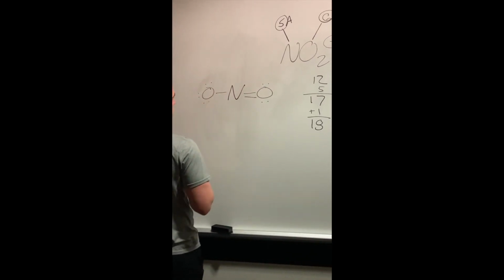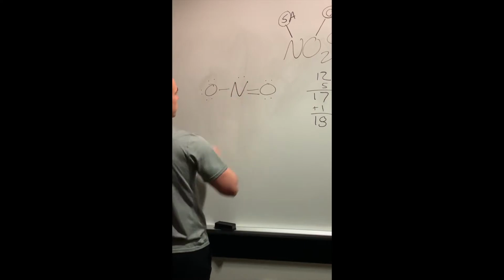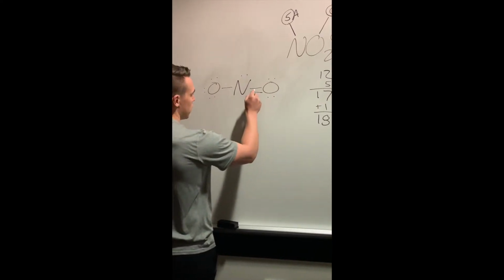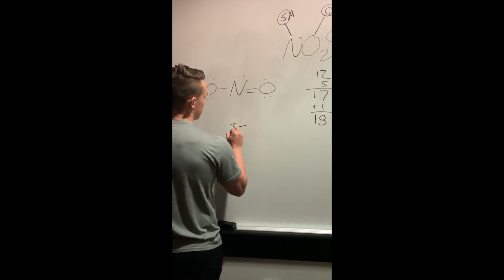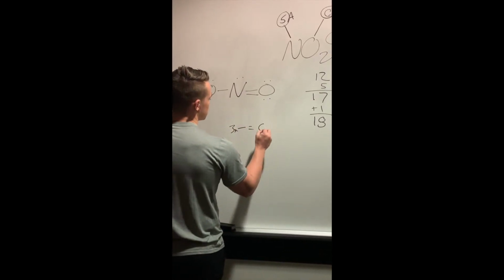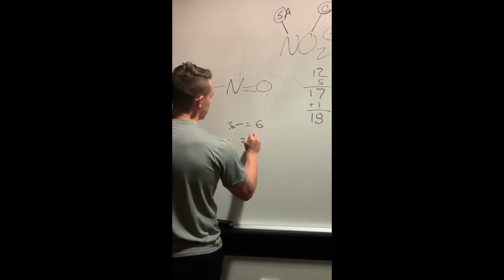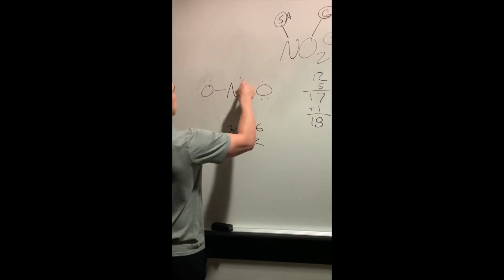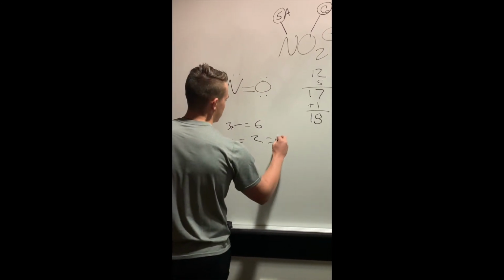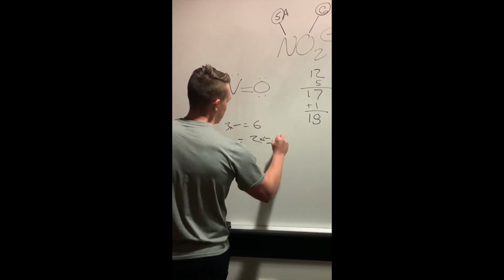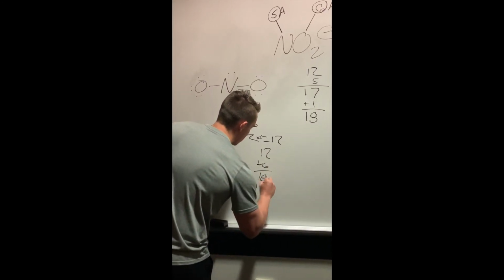3 lone pairs on this, but that's only 16, so we add 2 more here. And how I got that was each of these bonds represents 2, and there's 3 of them, so that equals 6 electrons right there. Each lone pair is equal to 2 electrons, and we have 1, 2, 3, 4, 5, 6. 12 plus 6 equals 18.